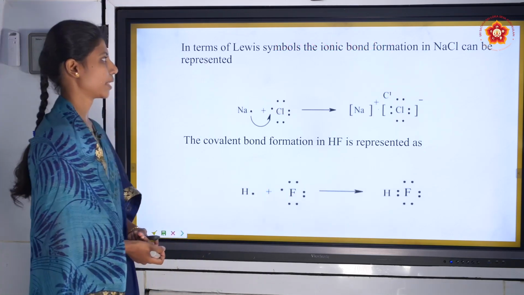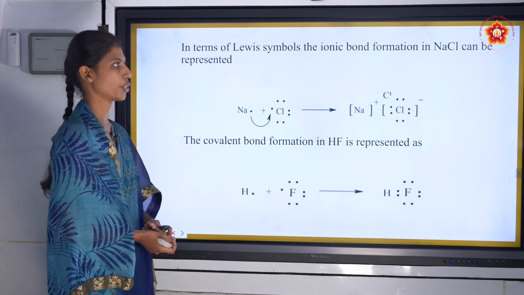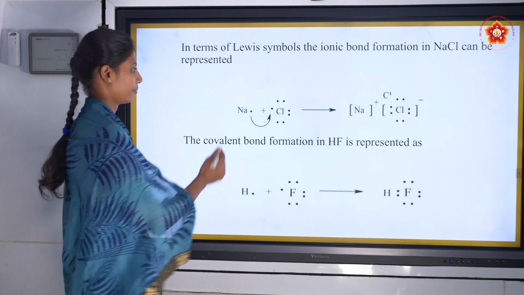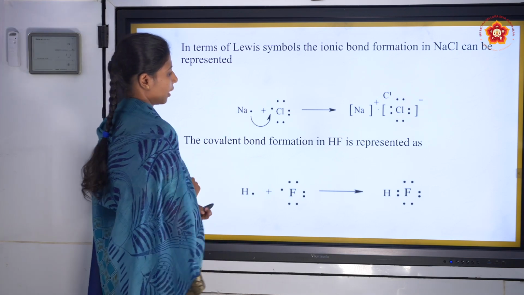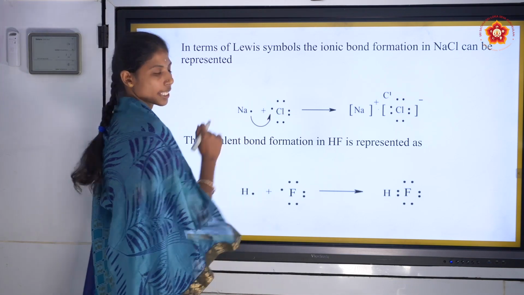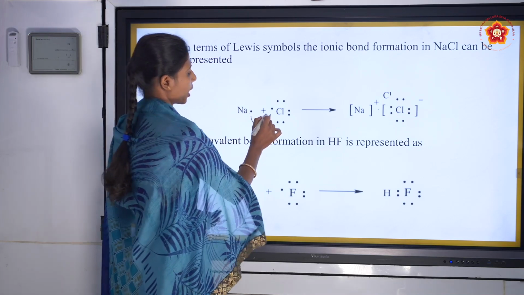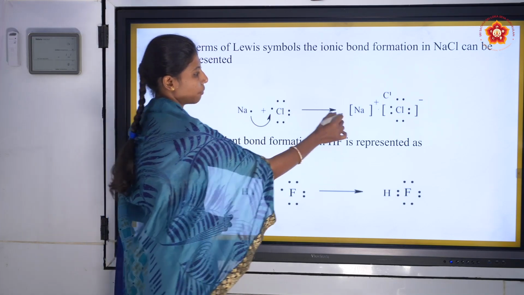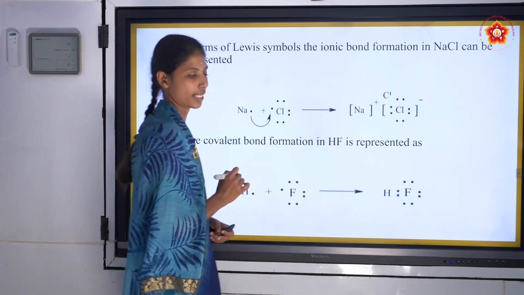In terms of Lewis symbols, the ionic bond formation in NaCl can be represented. Here Na has 1 valence electron, plus chlorine has a total of 7 electrons. It is a shared pair of electrons. Sodium gives 1 electron to the chlorine atom. We get Na plus and Cl minus.